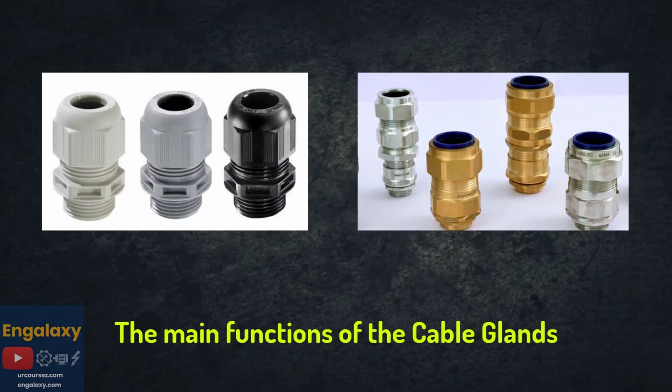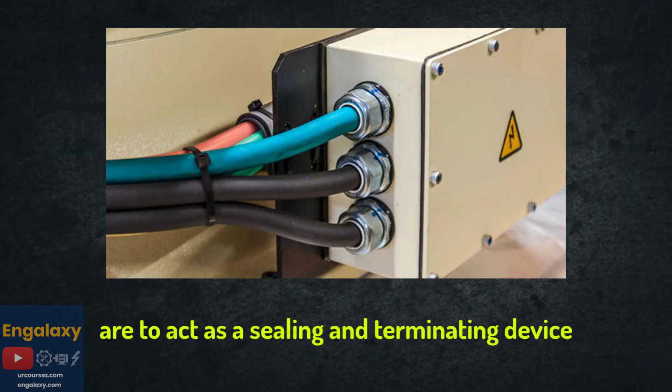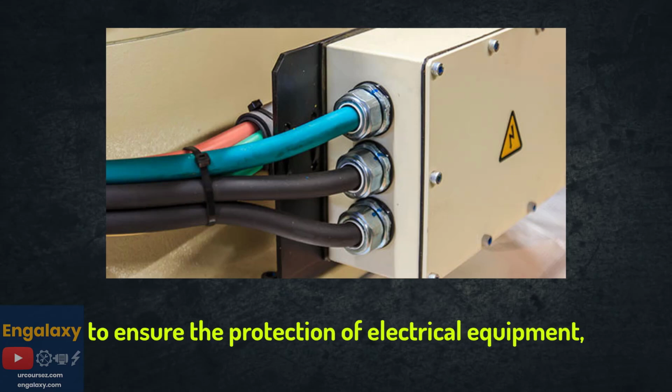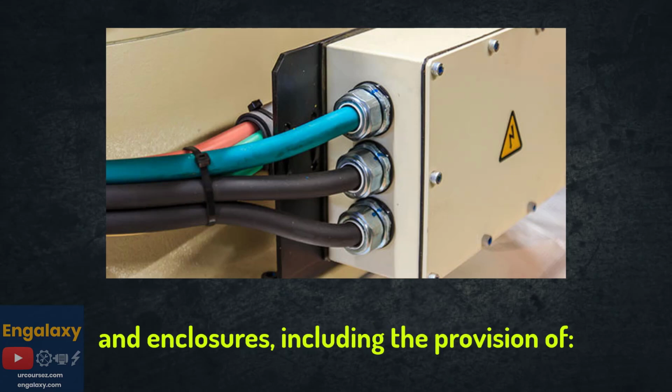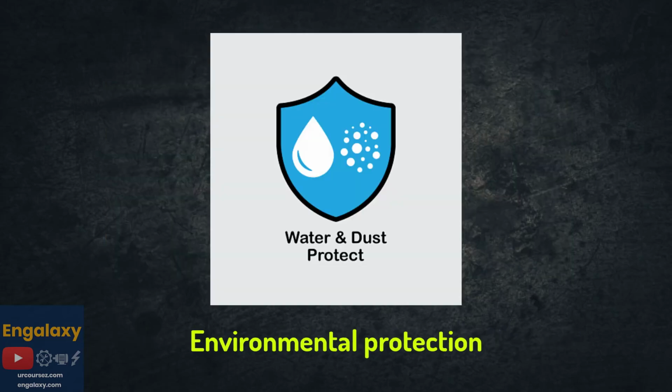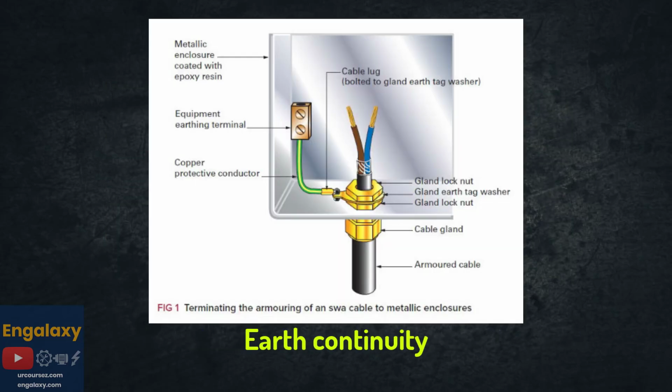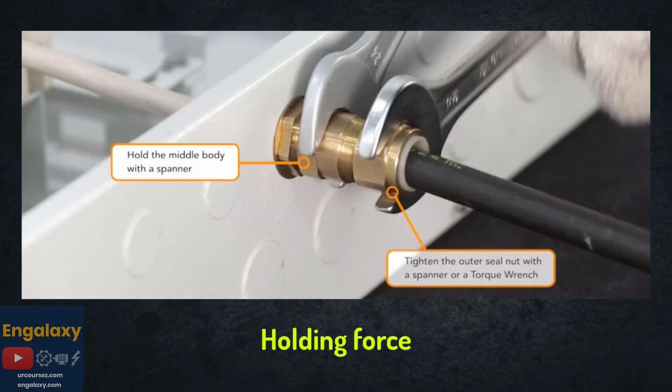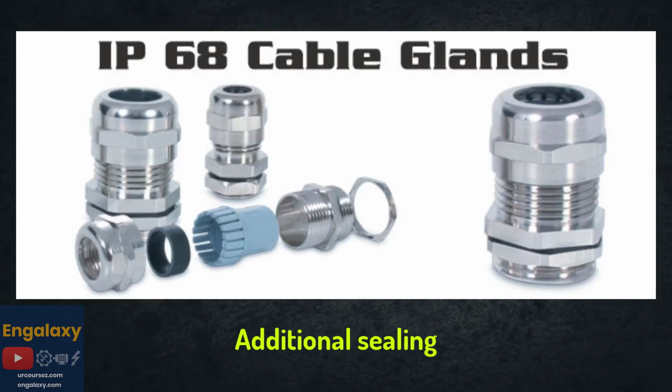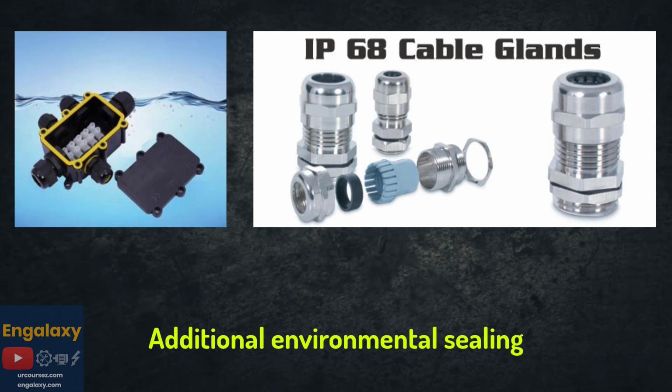The main functions of the cable glands are to act as a sealing and terminating device to ensure the protection of electrical equipment and enclosures, including the provision of environmental protection, earth continuity, holding force, additional sealing, and additional environmental sealing.